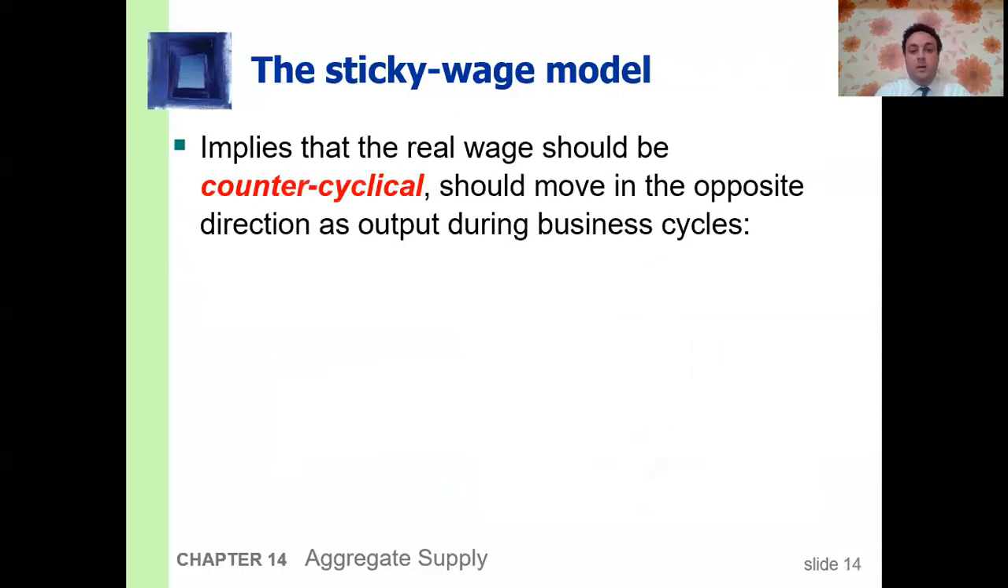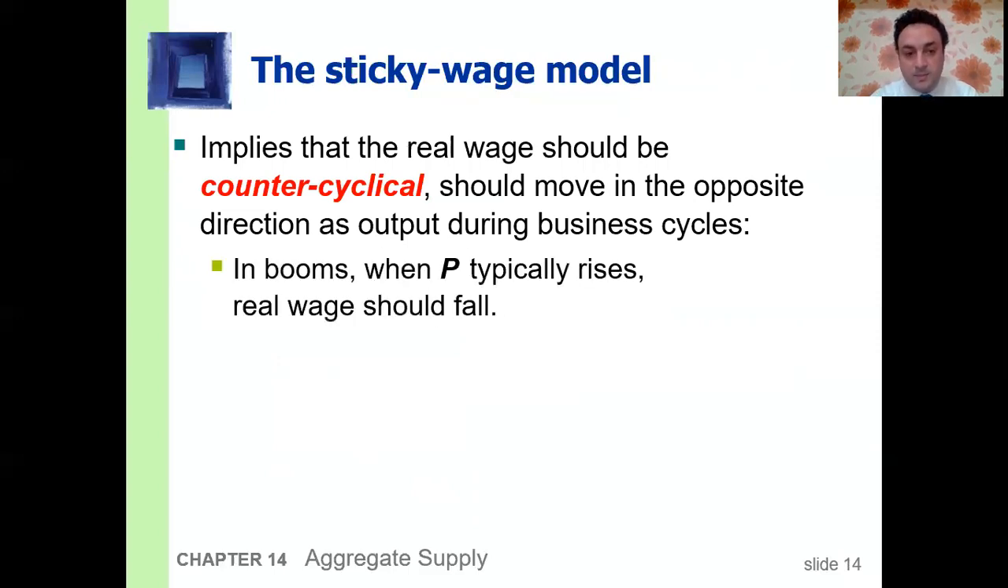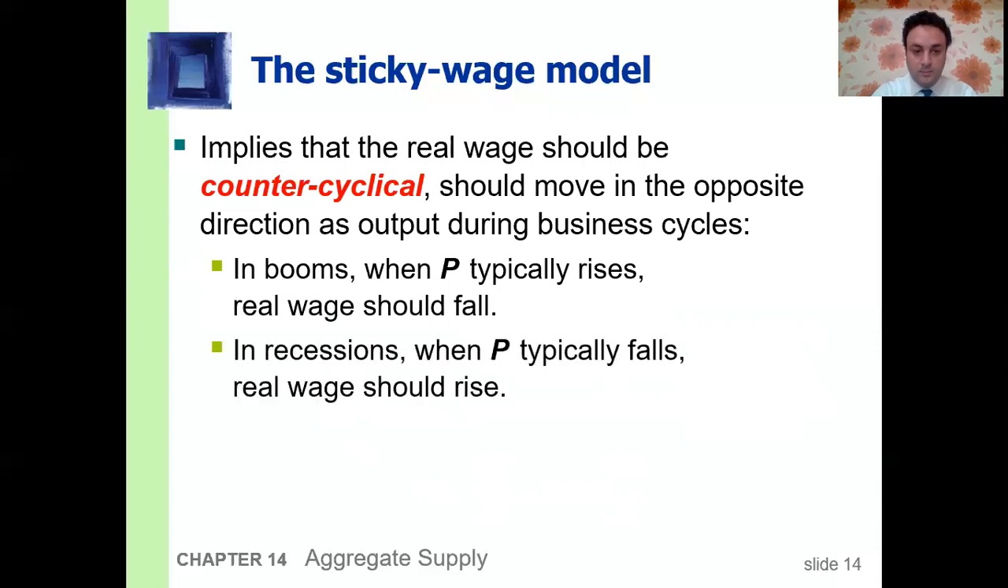So the sticky wage model implies that the real wage should be counter-cyclical, as it should move in the opposite direction as output during business cycles. Let's see, in the booms, when the actual price typically rises, the real wages should fall. And in recessions, when the actual price typically falls, the real wage should rise. This is why it's counter-cyclical.